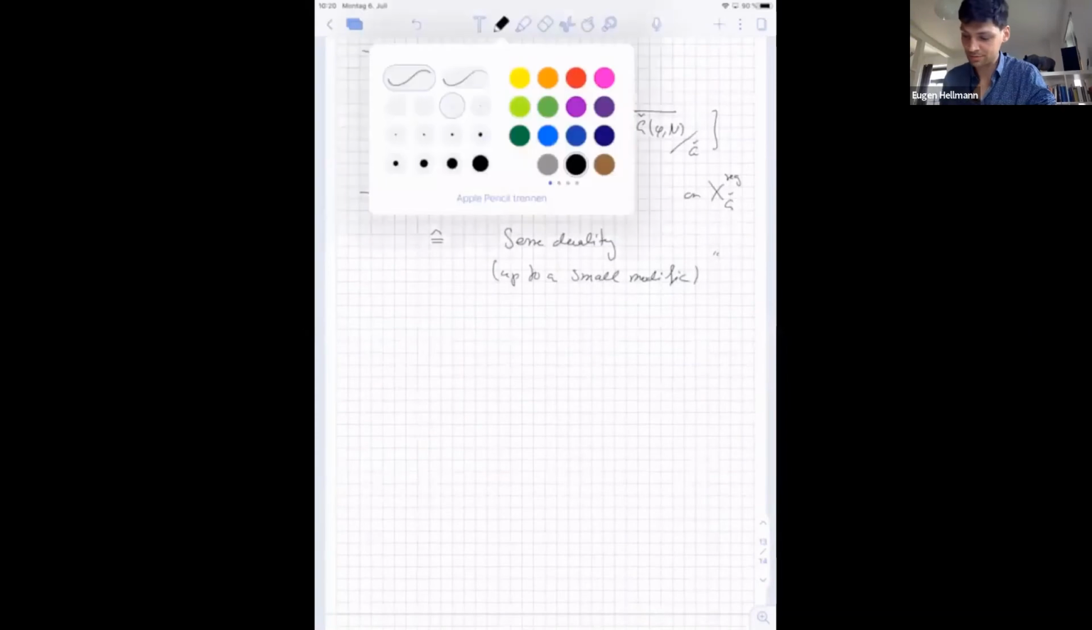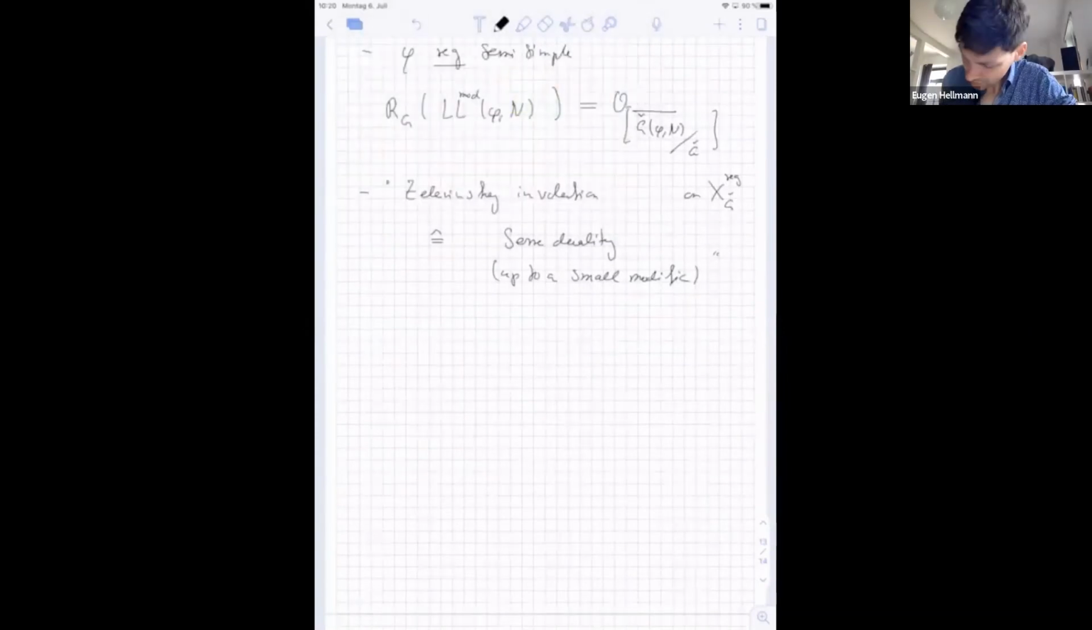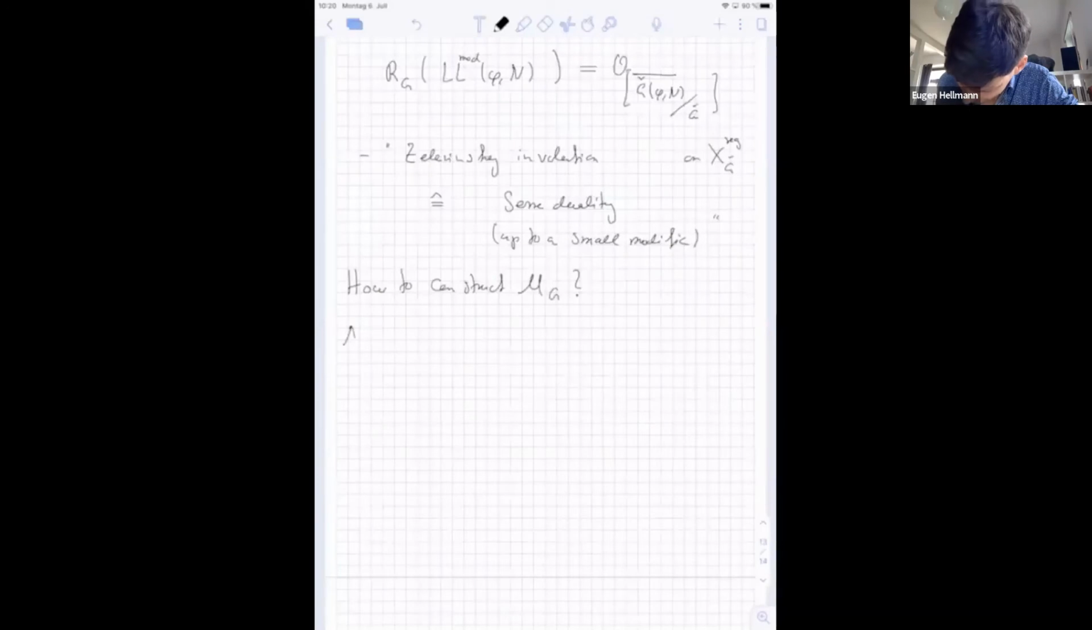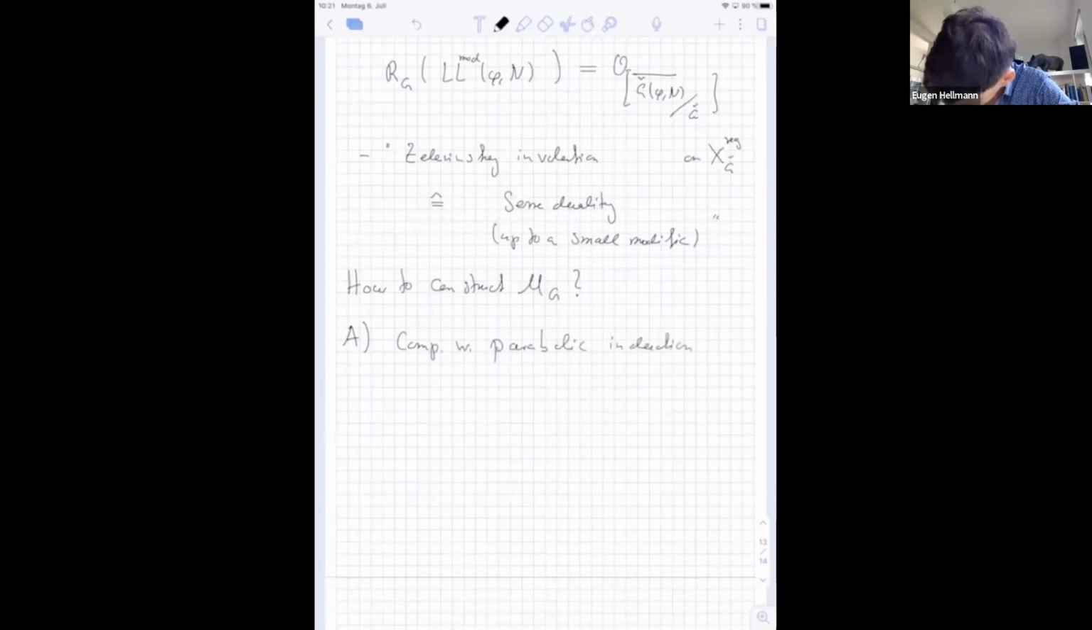Okay, so how to construct this MG? Okay, so there are two possibilities in some sense, or two candidates. One is coming from the formulation of the conjecture. Namely, the compatibility with parabolic induction in the conjecture leaves us in some sense just one choice.